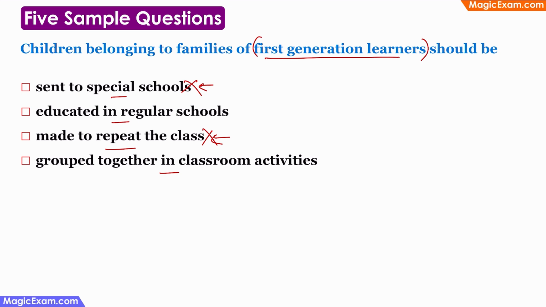Should we group them together in classroom activities? This becomes segregation, or this becomes a discrimination. Therefore, this is also not correct. All children should be educated in regular schools because all schools are inclusive schools. Therefore, educated in regular schools is the answer to this question.